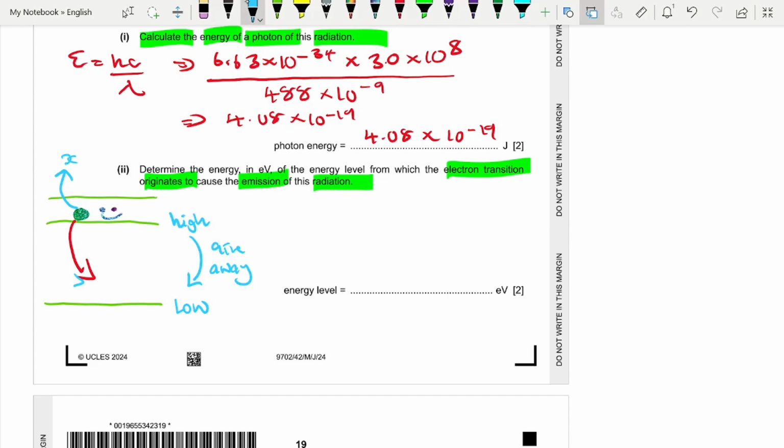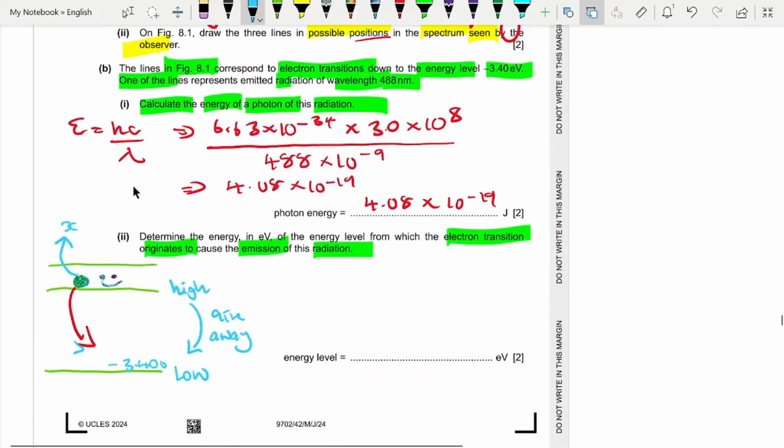So in a similar manner, if you have an electron at a certain energy level that I call X, and it wants to drop down, it's going to cause an emission. I already know that this is negative 3.40. It originated somewhere and it dropped to negative 3.40 eV. How did I know this? I was told that it's a transition down to energy level negative 3.40 eV. But in order for it to do this, it's going to have to give away energy.